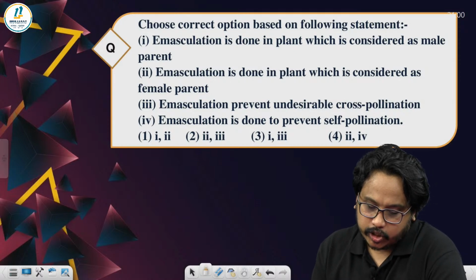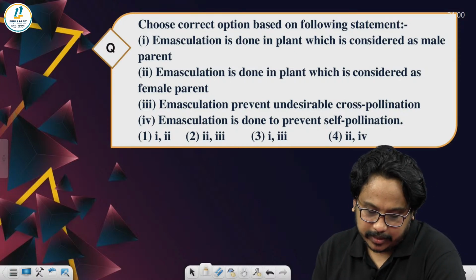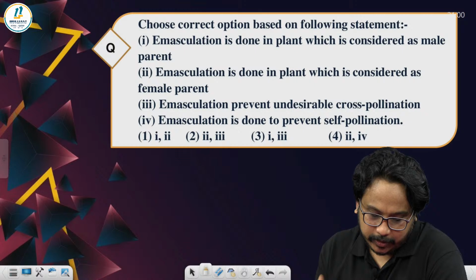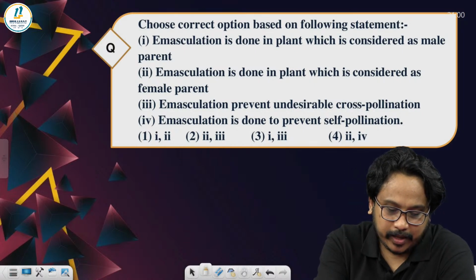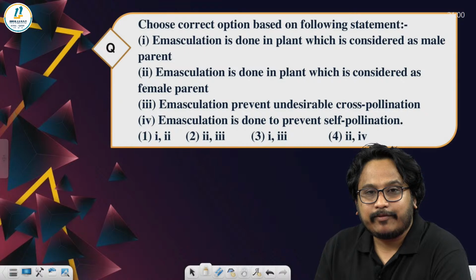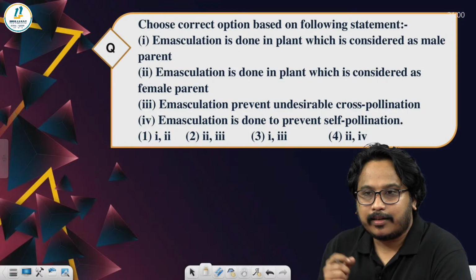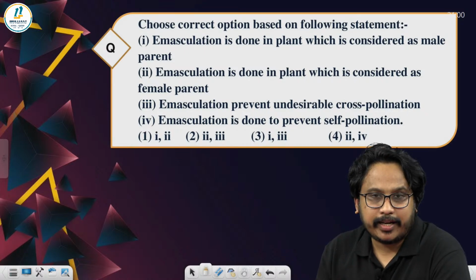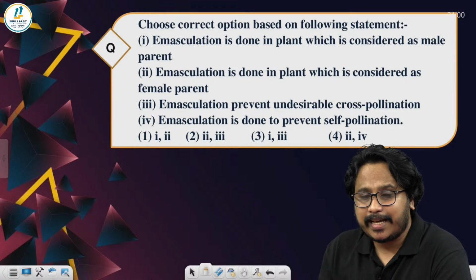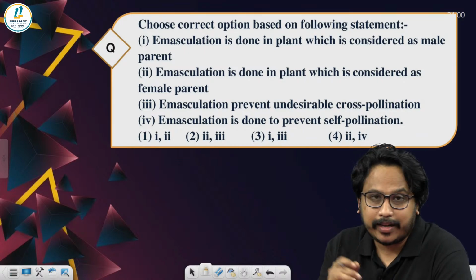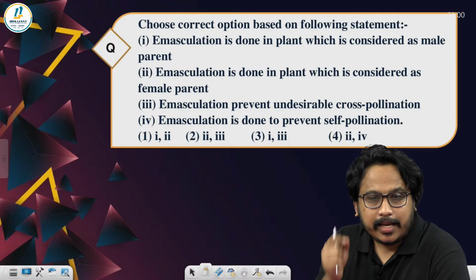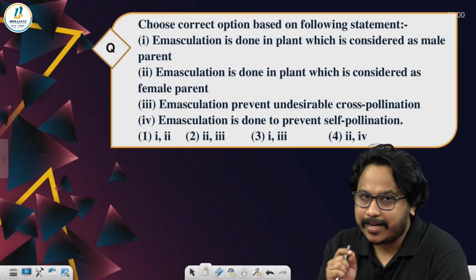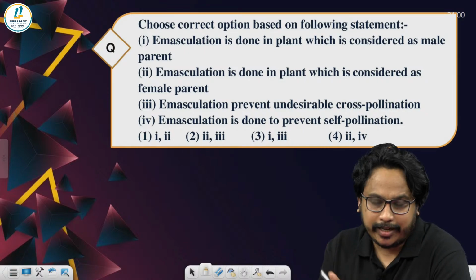Now choose the correct option based on the following statement. So here we are going to discuss his work and his presentations only. He was conducting the first research on the monohybrid experiment. That means at a time he was studying the inheritance of one character. I said 7 characters in the beginning. Of those 7 characters, he was studying only one character at a time in the monohybrid experiment.